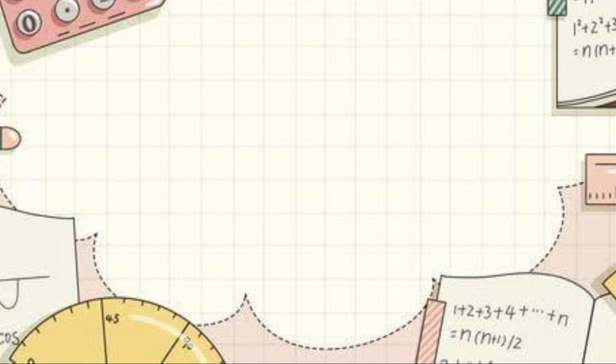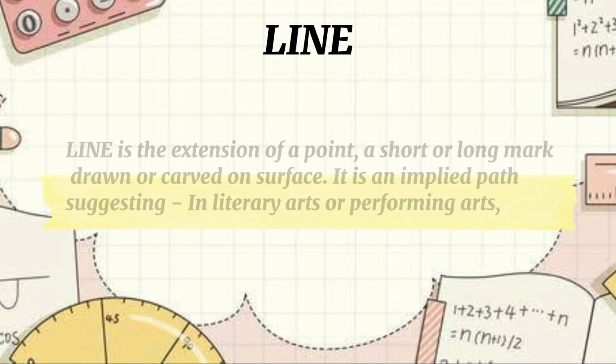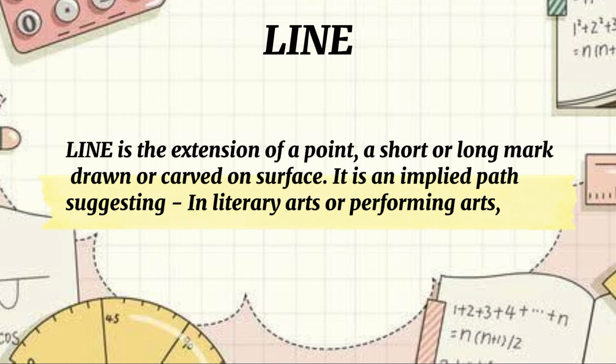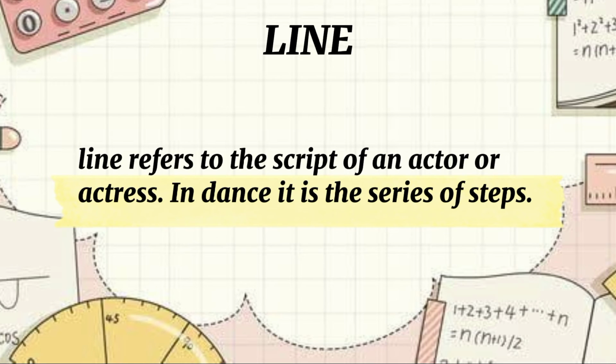The second one was line. Line is the extension of a point, a short or long mark drawn or curved on a surface. It is an implied path suggesting movement. In literary arts or performing arts, line refers to the script of an actor or actress. In dance, it is a series of steps.